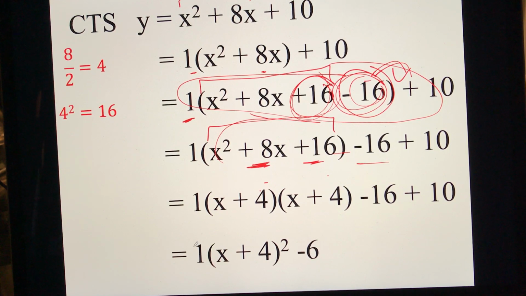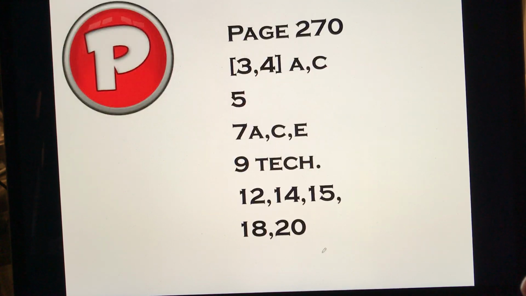So anyway, down here at the bottom, we have this in this vertex form. And then if I needed to know the vertex, it would be sitting just there. The vertex at -4 and -6. Okay, that's it.